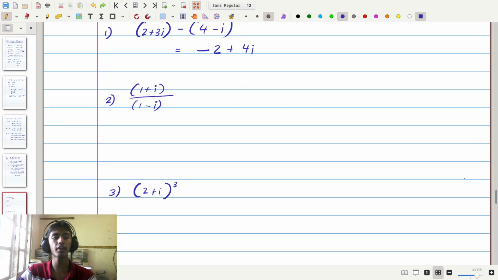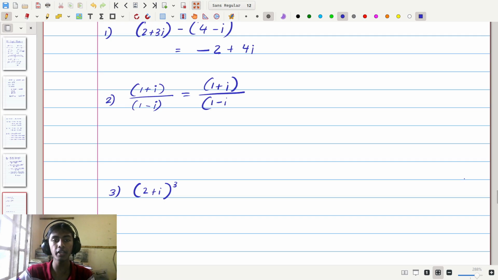Moving on to the second one, we have (i + 1) divided by (1 - i). Now we could solve this using the formula that we found above, or we could just multiply the top and bottom by the conjugate of this denominator, as in instead of having 1 - i, we could multiply the top and bottom by 1 + i and then simplify that way. However, we could also use the formula. In this case, I'm going to go ahead and just do it from base principles and multiply the top and the bottom by 1 + i.